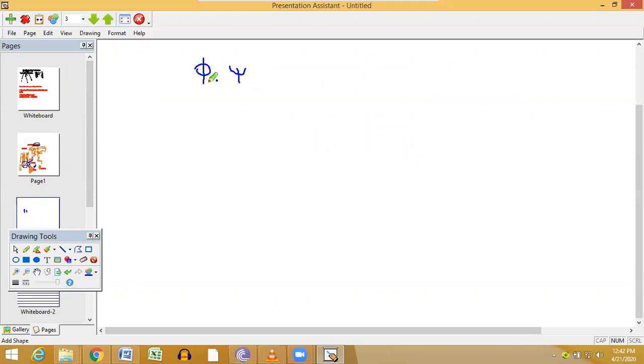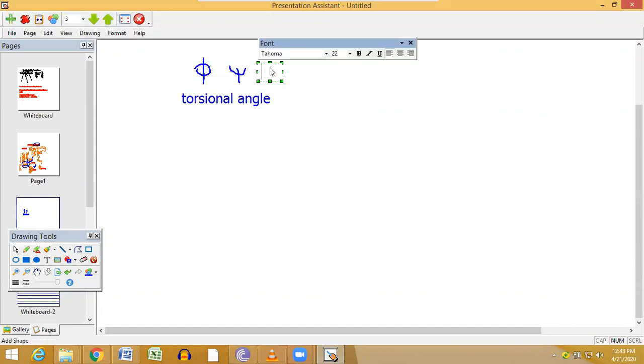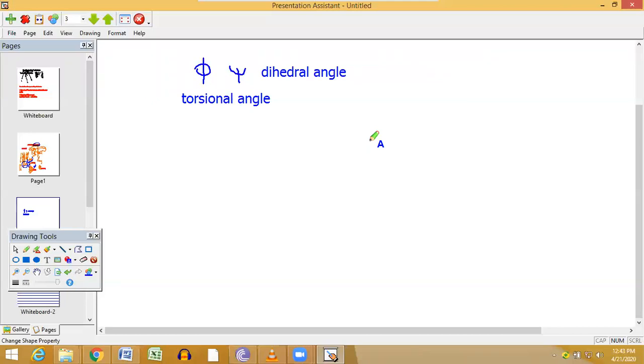The phi angle is called the torsional angle and the psi angle is called the dihedral angle. What is a torsional angle and what is a dihedral angle? Torsional angle: when there is a 3D conformation of protein, consider a particular segment of protein and a particular bond. Say the protein bond is like this, then this, something like this.